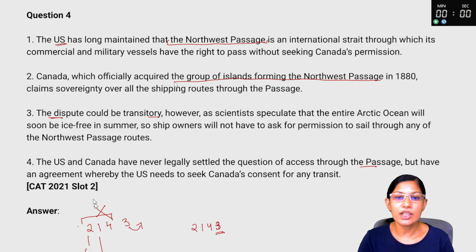So 2 is your initial introduction of what the Northwest Passage is, and then in 1, you can look at 2, 1 together as your context. 2, 1 together are explaining what exactly the dispute is, and then 4 and 3 are telling us a little bit more about the dispute and the fact that it might not be there at all.